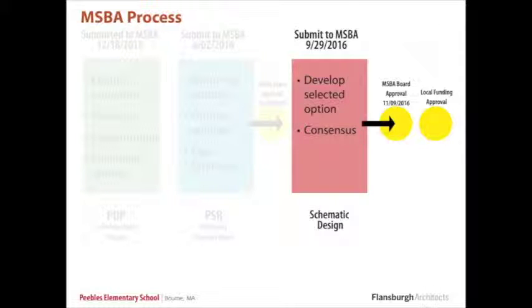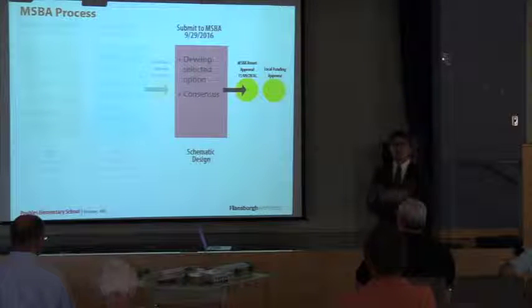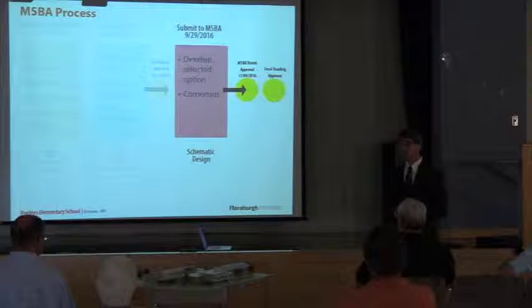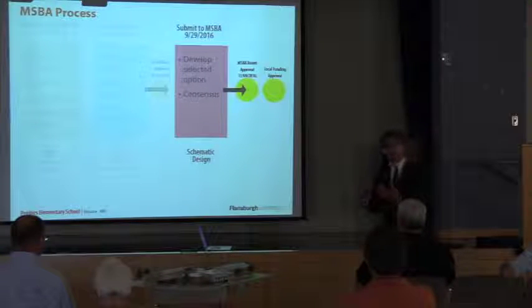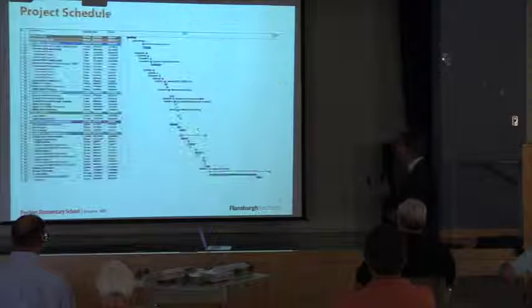So we are right now in the schematic design phase. We'll be submitting that back to the state on September 29th. That is the final submission for the feasibility study. And at that point, the Board of Directors, again, will reconvene, and they'll analyze to make sure we stayed on track with the option 5A. And then they'll vote to approve that overall appropriation and that overall grant.